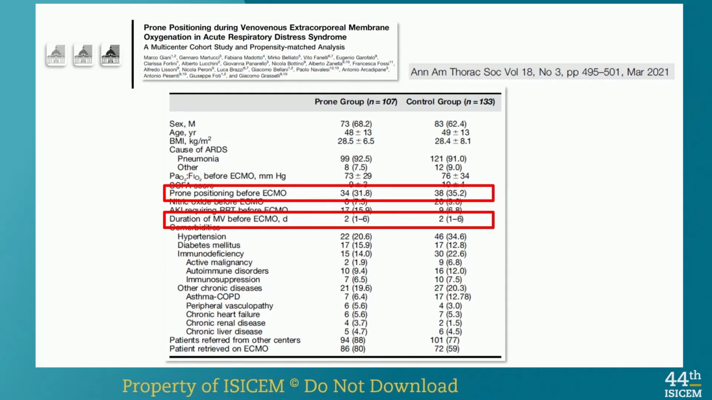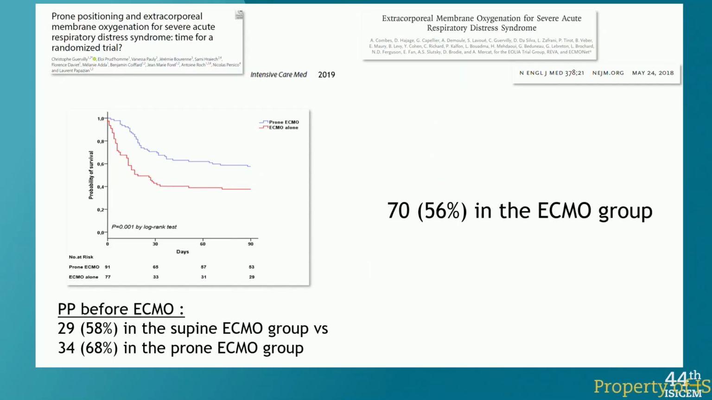And this is probably one of the main differences between the observational study and the following RCT. When you look into the observational study, you see that the prone positioning rate before being on ECMO was quite low in these Italian cohorts. Even in another study from Marseille, which also belongs to the meta-analysis, you see that in the prone ECMO group, 68% of the patients were prone before being on ECMO. And even in the landmark RCT, the EOLIA trial, only 56% of patients randomized into the ECMO group received prone positioning before being on ECMO.